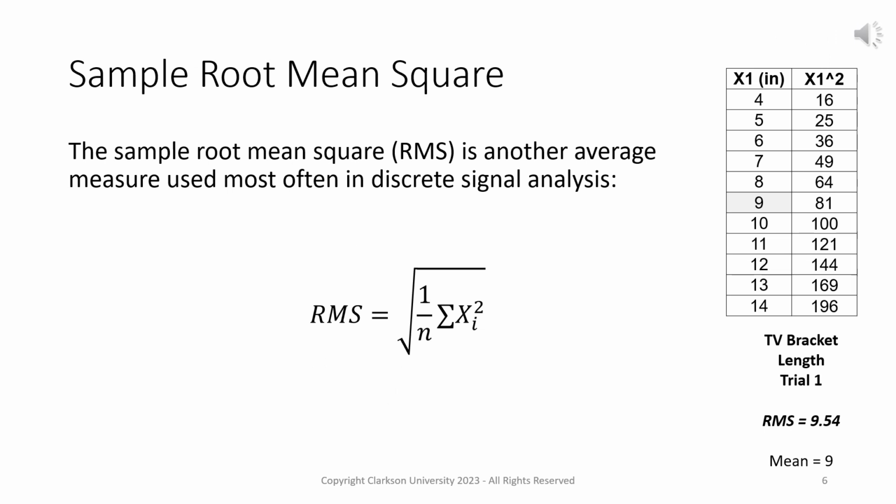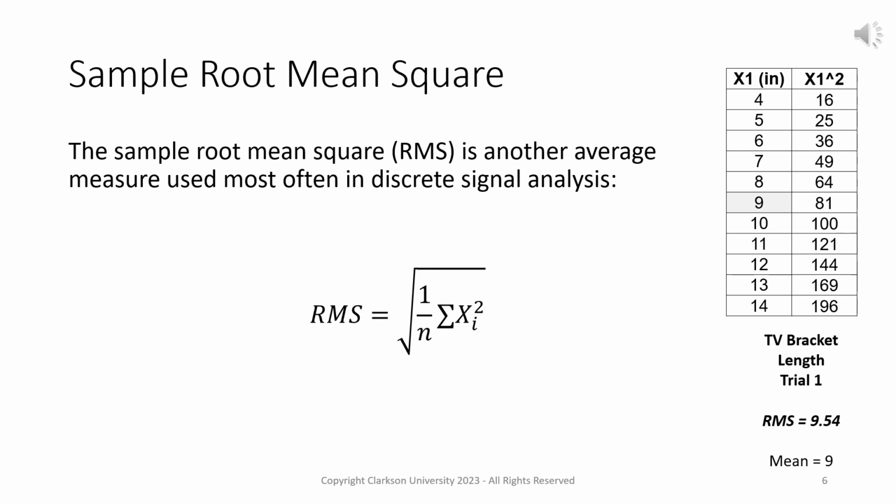Another measure of central tendency is the root mean square, or RMS. It's most often used in discrete signal analysis. It's simply computed as the square root of 1 over n times the sum of xi squared. Unlike the actual mean, which has x summed up, this has xi squared, and then to get it back into normal units, you take the square root, RMS.